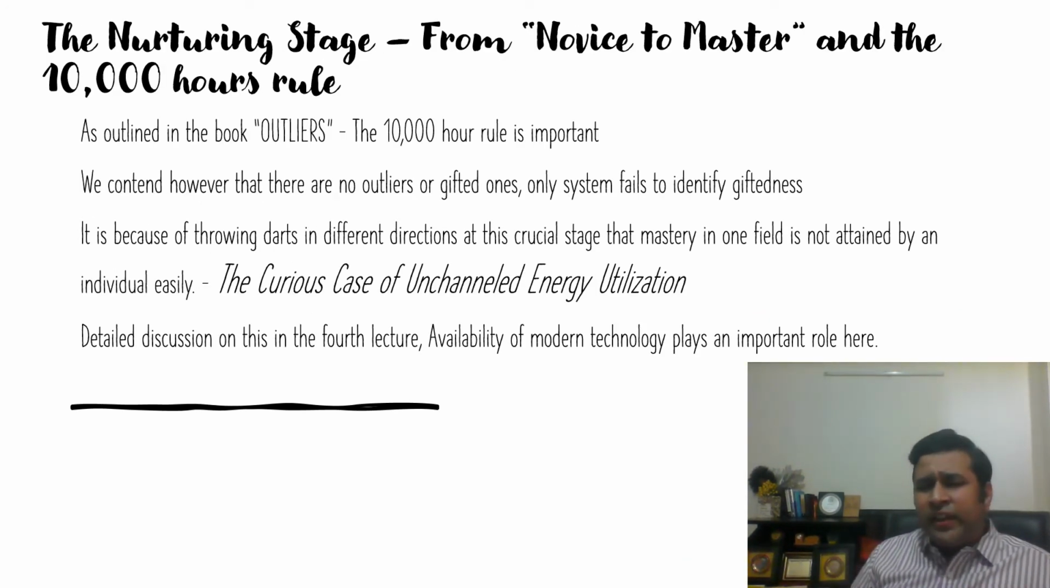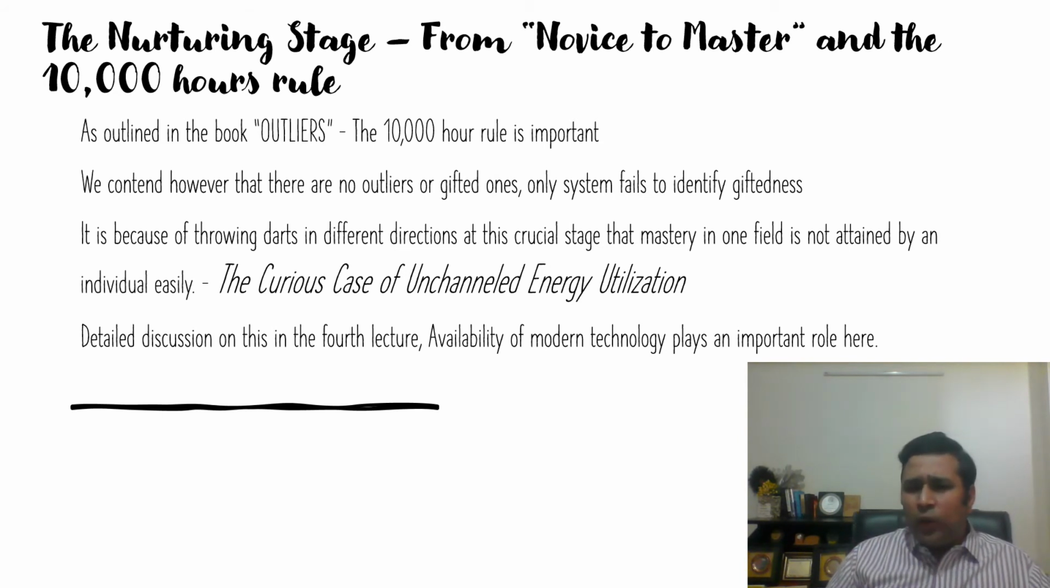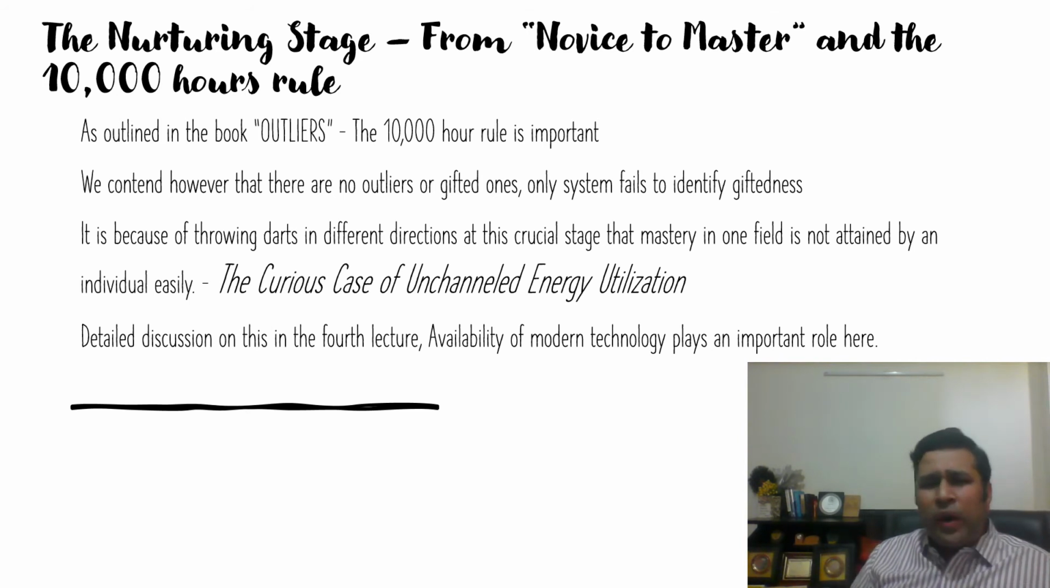Coming to the nurturing stage, which we will talk about in greater detail in the next lecture, that is lecture 4, and how a novice becomes a master, and the 10,000 hour rule. If you look at the whole life cycle of a human being, assuming around 70 odd years of lifetime, it is approximately 6 lakh hours. So in that, 10,000 hours is only about how much percentage? It is nothing but around 1.4 to 2 percent of the whole lifetime.